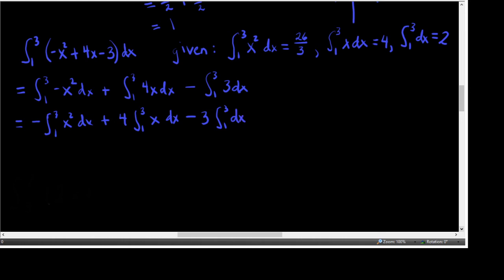Now we have expressions that involve our givens, so we can substitute for the first integral with 26 thirds, so it'll be the opposite of 26 thirds, because that was given, plus 4 times, then that integral from 1 to 3 of x we were told was equal to 4, and minus 3 times, and we were told the integral from 1 to 3 of dx is 2. And then it's just arithmetic. Okay, so do that arithmetic and you should get 4 thirds.